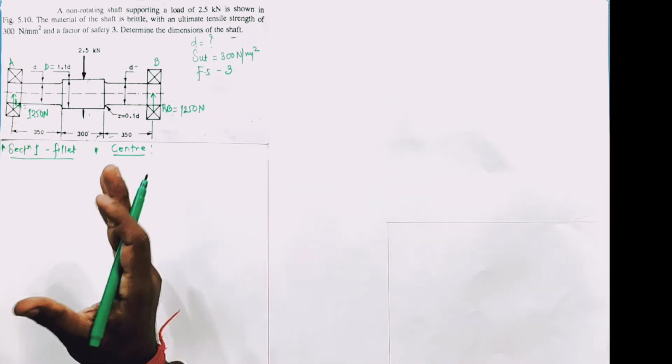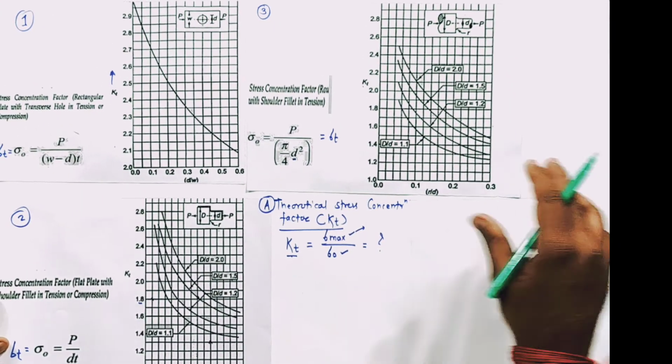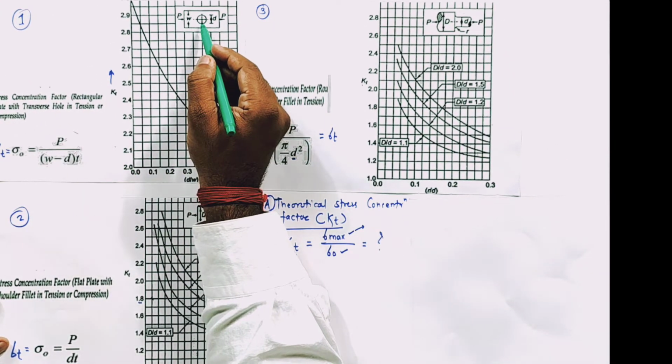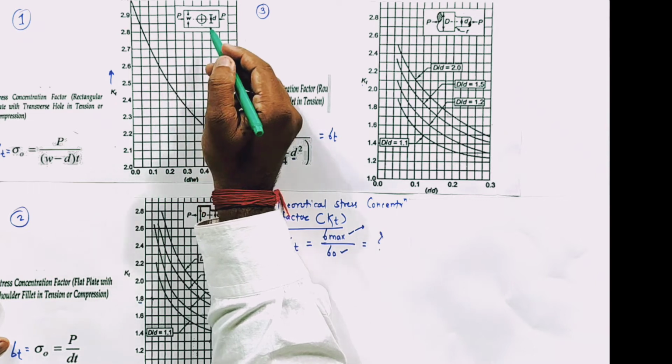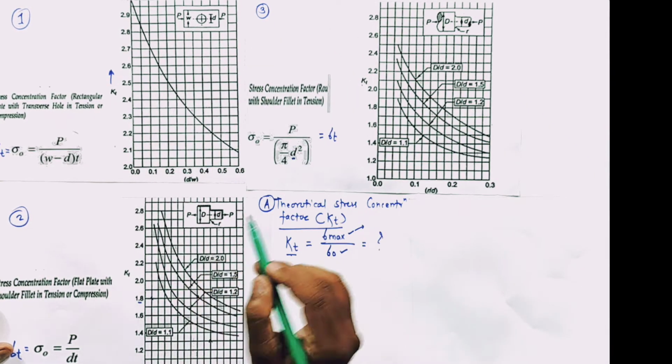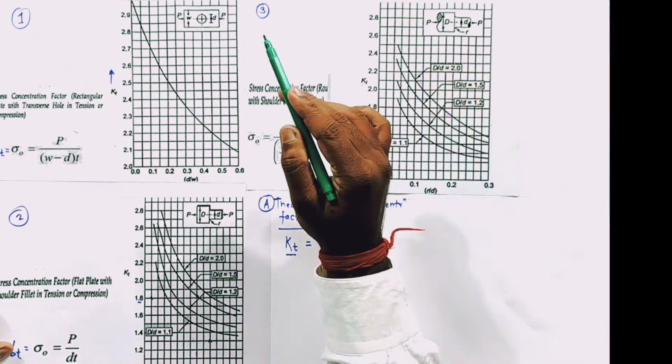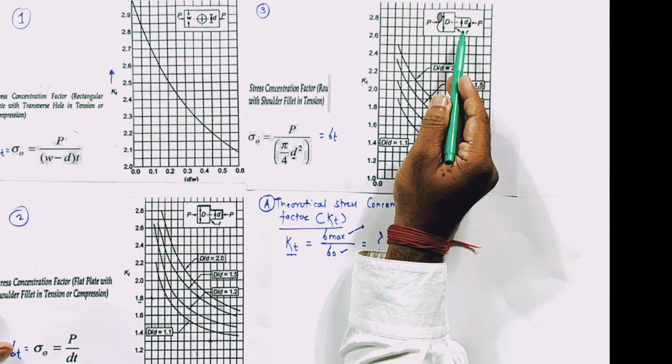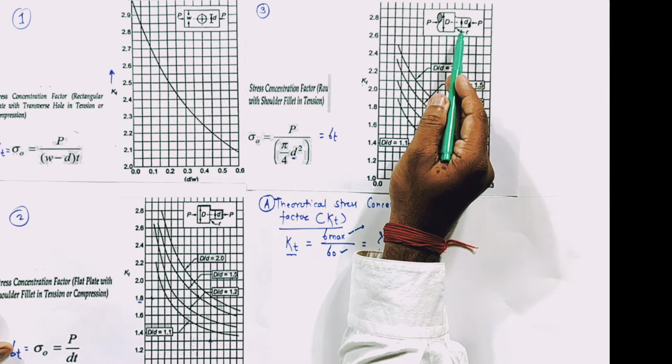Which graph? Now see, I'll again revise for you. The first one is a flat plate with a hole. Reject it, because it is not a flat plate, it is a shaft. Second one, flat plate, reject. Third one, round shaft. Here also round shaft, but here they have mentioned only round shaft, nothing else.